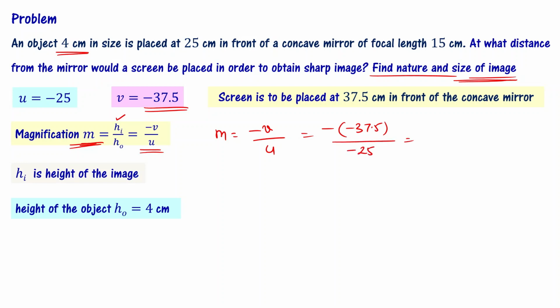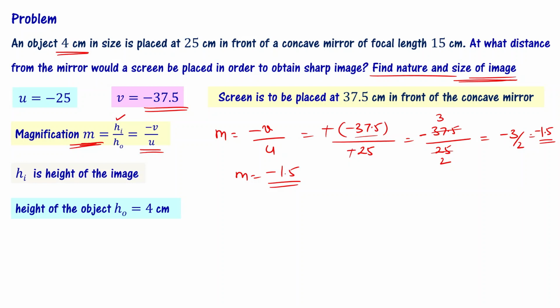This is going to be 37.5 divided by 25, minus, right? This minus gets cancelled, but you still have this minus. Now you see this is going to be 3 times 12.5 and this is 2 times 12.5, meaning minus 3 by 2. This can be written as minus 1.5, right? So magnification m is minus 1.5.